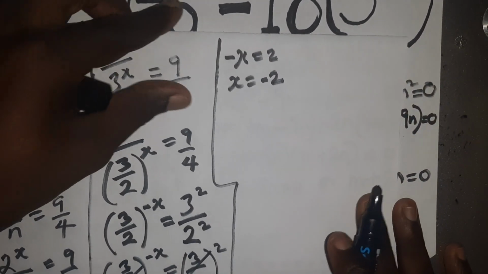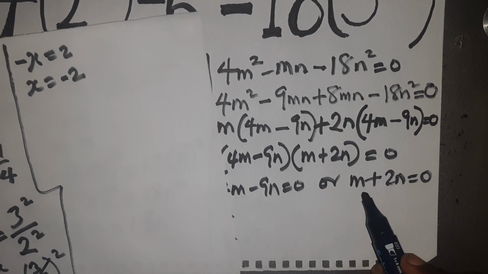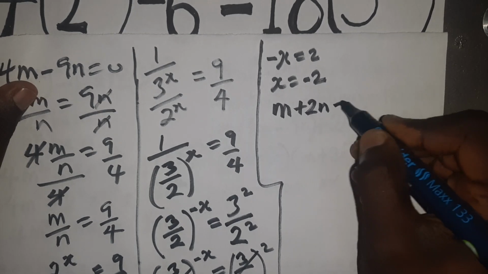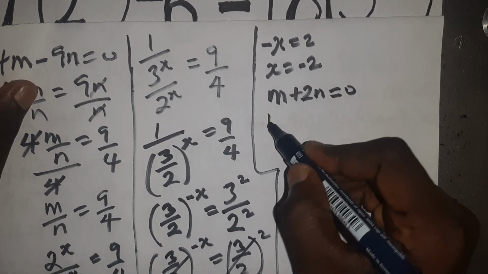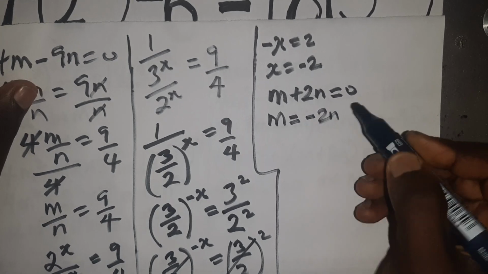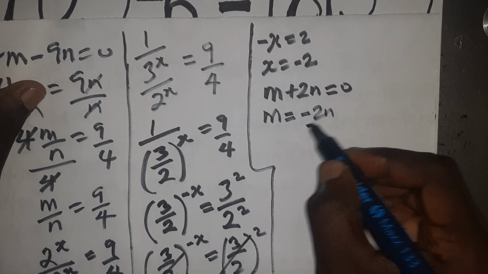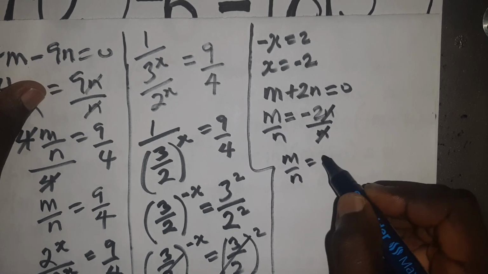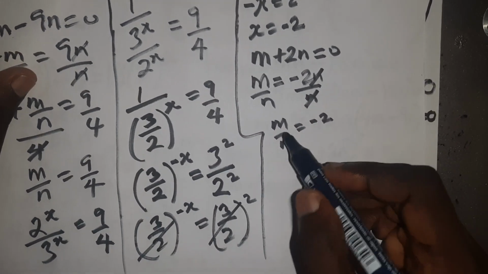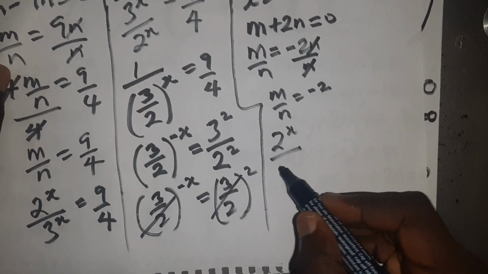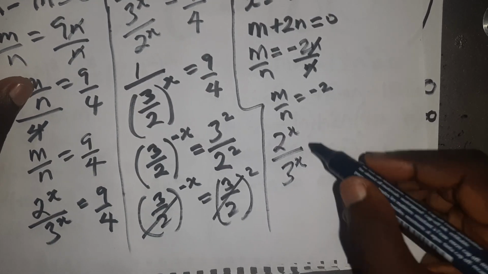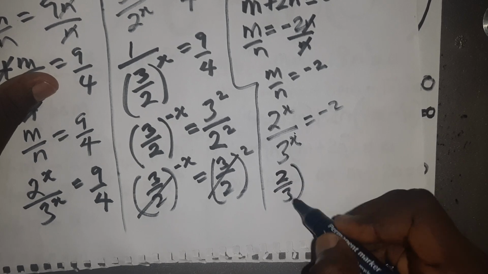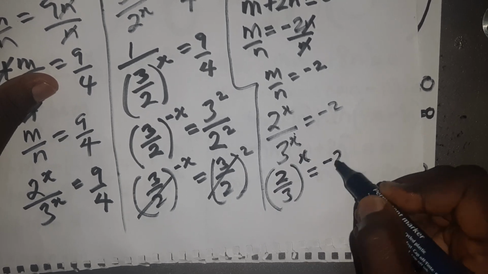Then going back to the other equation, the other equation is m plus 2n equals 0. So here we can have it as m equals minus 2n. Then of course here also dividing through by n cancels n. We now have m over n equals minus 2. And of course m is 2 raised by x over n is also 3 raised by x. Then equals minus 2. Of course, since they have the common power, we can now write 2 over 3 all raised by x equals minus 2.